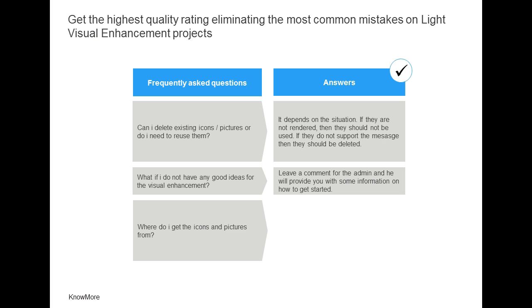Where do I get icons and pictures from? For pictures, you can use unsplash.com. They have a Creative Commons 0 licensing, and therefore we can use their pictures commercially.